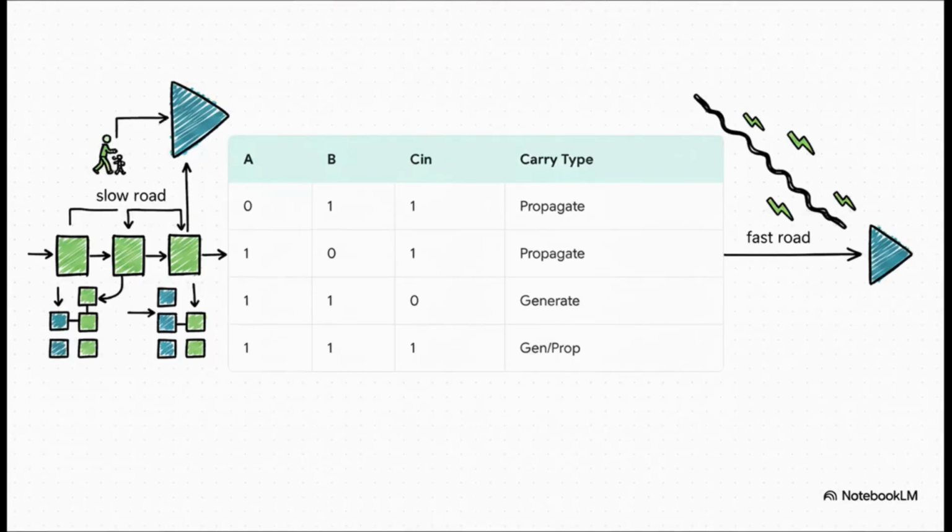This table shows exactly when an addition will generate a totally new carry or just propagate an existing one. By grouping these logic signals together, let's say in groups of 4 bits, these special look-ahead carry units can look at the inputs and instantly determine if a carry will shoot all the way through the group, totally bypassing that incredibly slow ripple effect. The carries basically leap along a fast road between groups instead of trudging down the slow road bit by agonizing bit.